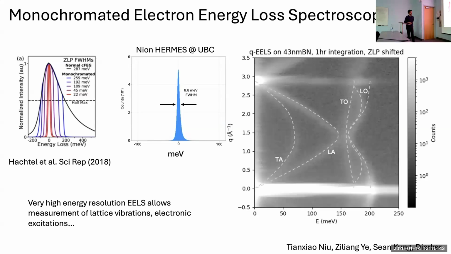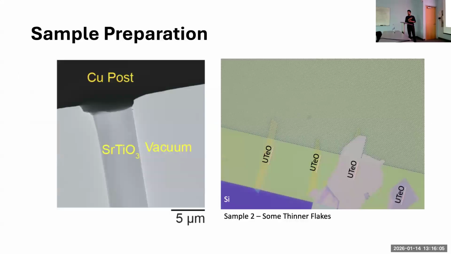This is data taken by Tian Xiao or Tony in Ziliang's group. And you can see, for instance, how we can start resolving features that were previously invisible in EELS because of this ability to go to ultra-high energy resolution and resolve fine changes in the energy loss with milli-electron volt level resolution. So I want to transition now to a workflow, how we prepare samples and some of the limitations and capabilities of STEM.